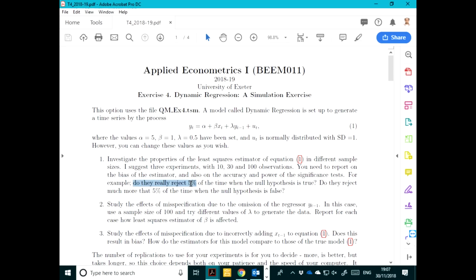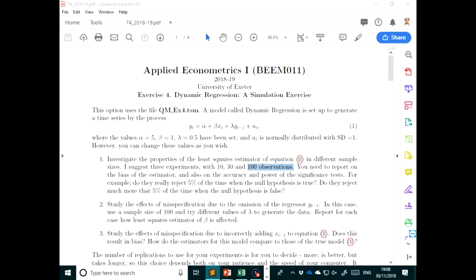And the question is, do they really reject 5% of the time when the null hypothesis is true? So we look at the p-values, right? And if the rejection rate is very close to 0.05, this means that we are more likely to have the right null hypothesis. Do they reject much more than 5%? Then this means that we are rejecting the null hypothesis when the null hypothesis is true, and this becomes a problem. Now I believe that the majority of the time you will find that it is 5%, but obviously this will change with the sample size of 10, 30, and 100.